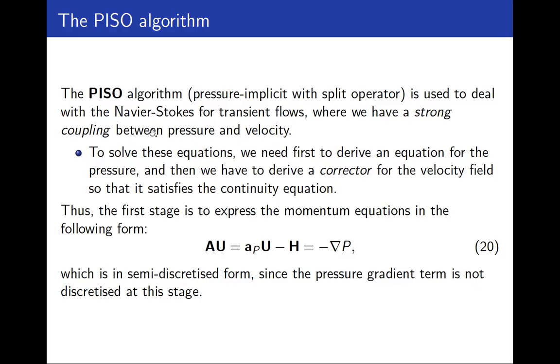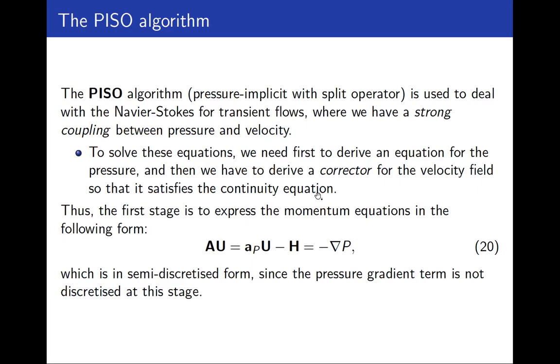So remember, a strong coupling between pressure and velocity means that we cannot know the value of velocity without knowing the value of pressure, and we cannot know the value of pressure without knowing the value of velocity. So to solve these equations, the idea of the PISO algorithm, or any algorithm, is that we need first to derive an equation for the pressure, and then we have to derive a corrector for the velocity field so that it satisfies the continuity equation. So I will explain this in more detail.